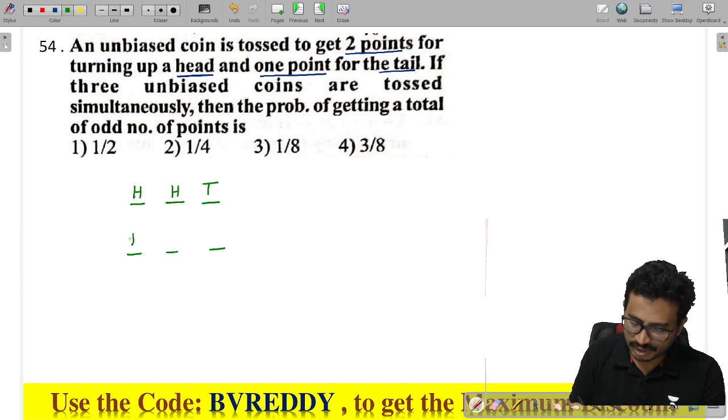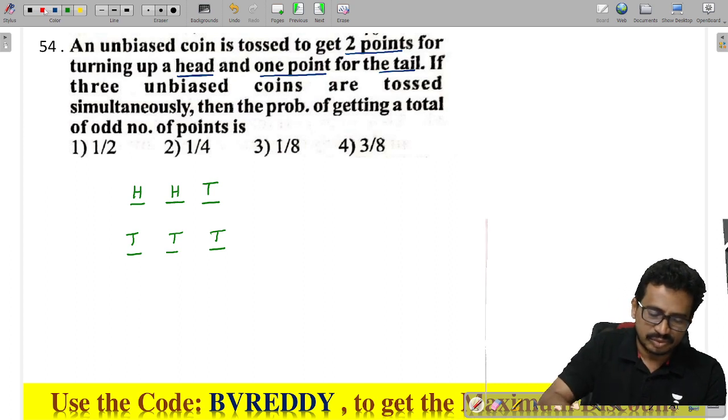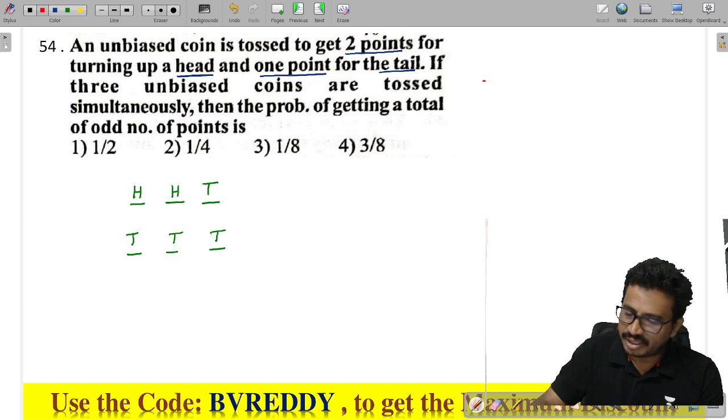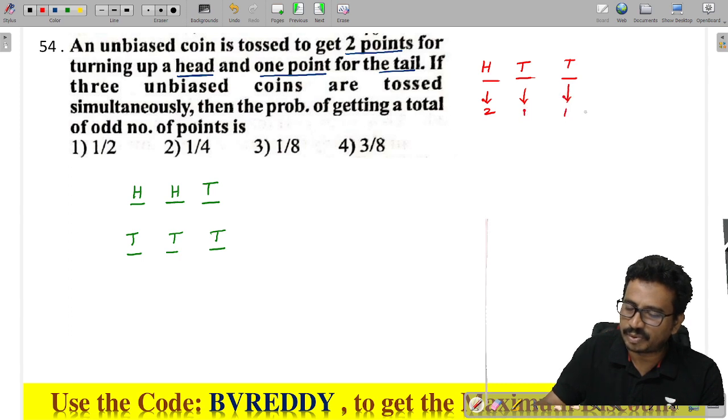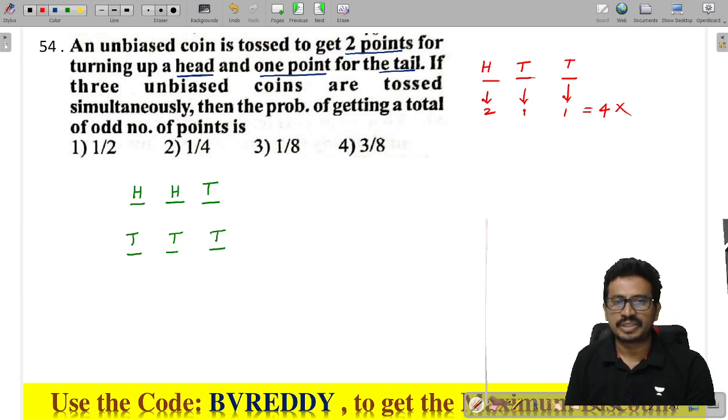Now if I got tail, tail, all tails, 1 plus 1 plus 1, so it is 3 here, that is an odd number only. So in these two cases we will get odd points. Any other combinations we have, tell me. If this is head, tail, tail, for this I will get 2 points, for this I will get 1 point, for this I will get 1 point, total it is 4 now. It does not happen. So this is the only possibility you can see.